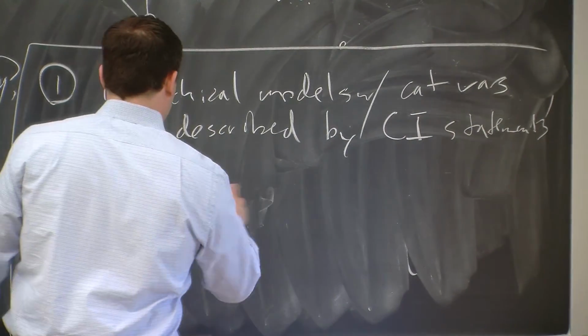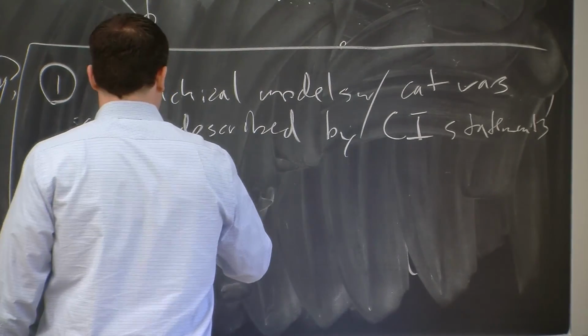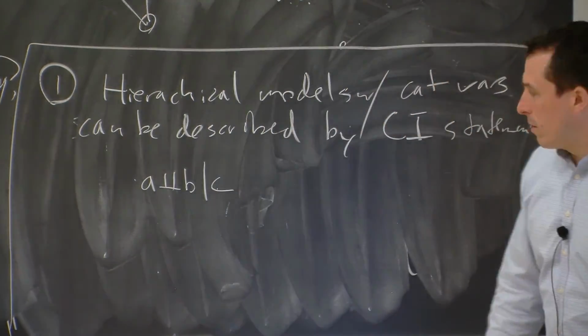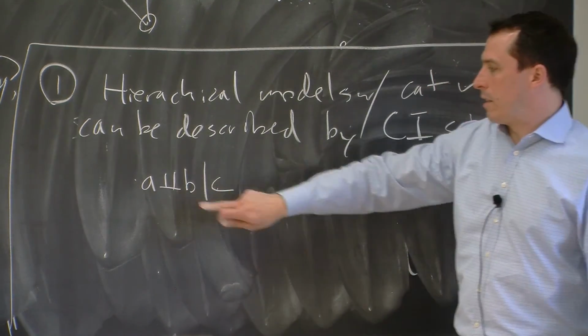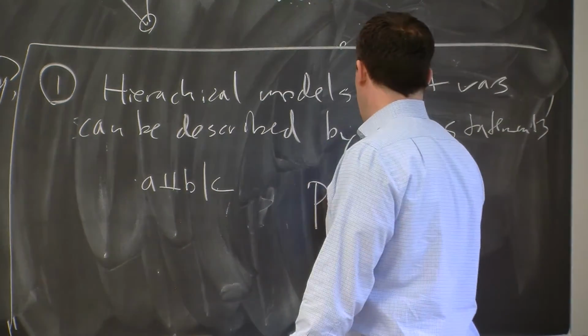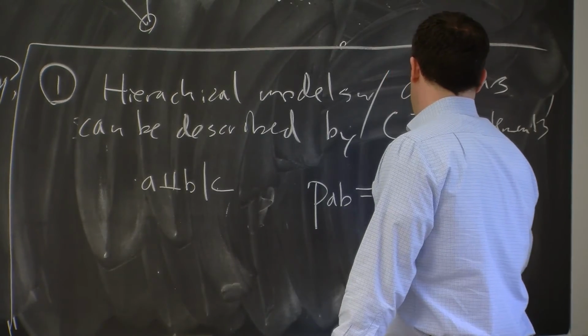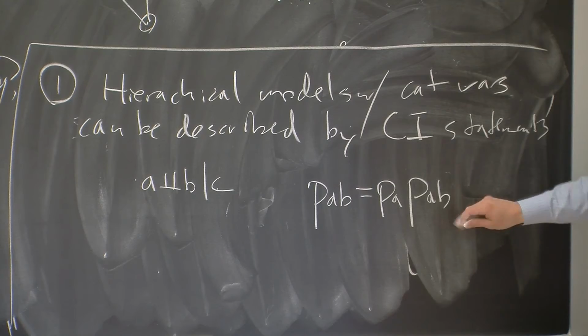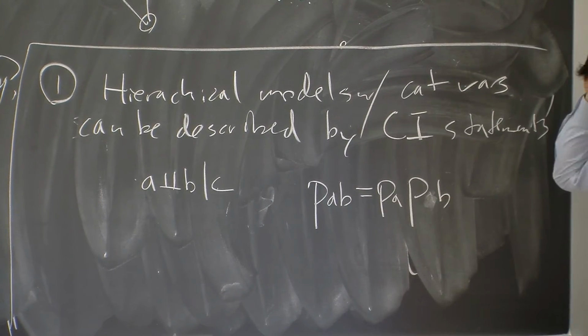Another way of saying this is that I can take these conditional independence statements, like A independent of B given C, and turn them into equations. Whenever I have an independence relationship, like A and B are independent, it says that the probability of AB is equal to the product of the probability of A and the probability of B.